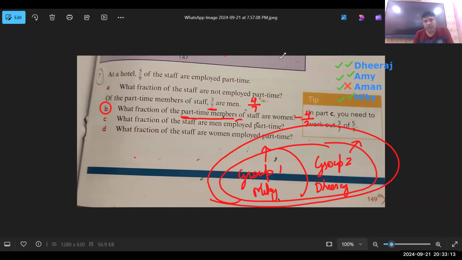चलो next C part में what fraction of the staff member employed are part time?